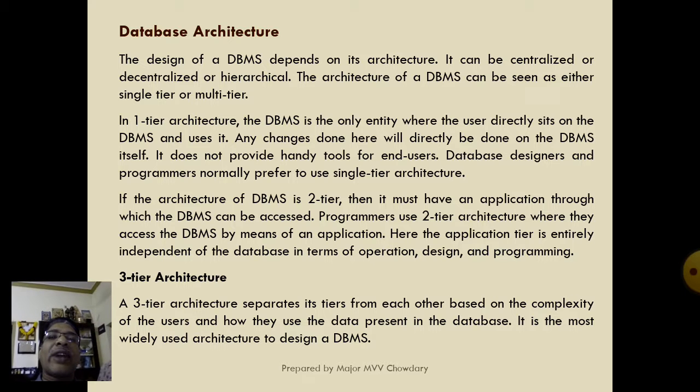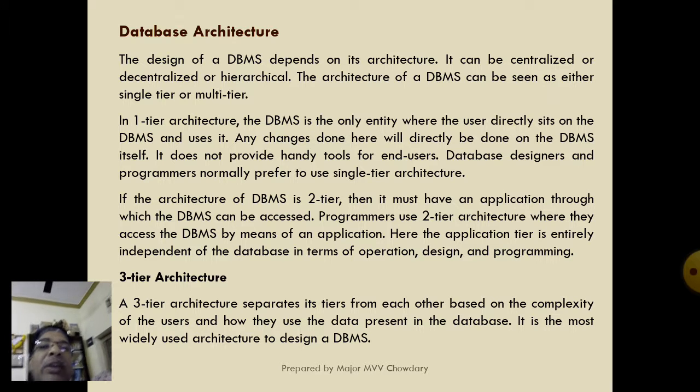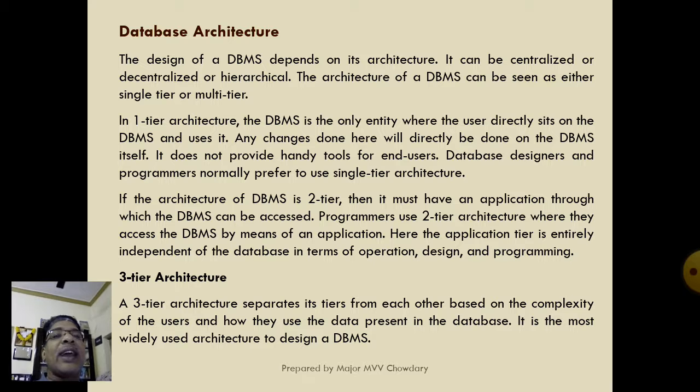Next one is two-tier architecture. In this, there must be an application through which the DBMS can be accessed. Programmers use two-tier architecture where they access the DBMS by means of an application. Here the application tier is entirely independent of the database in terms of operation, design and programming.